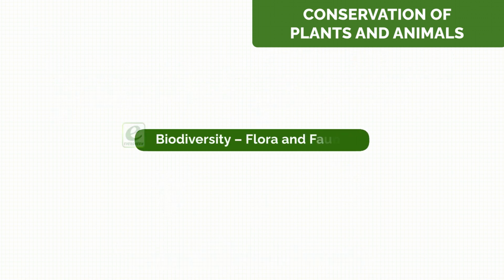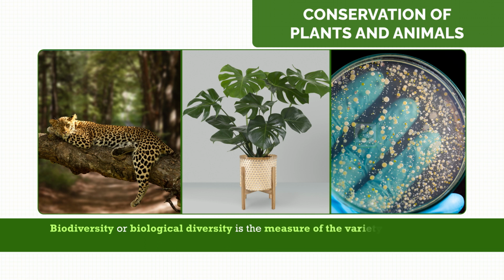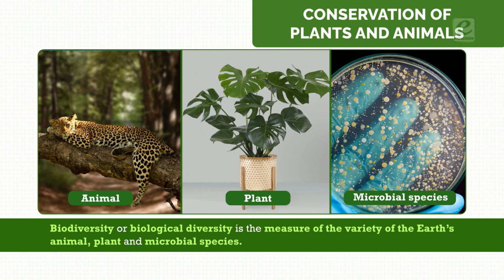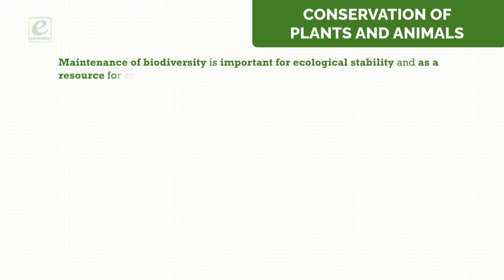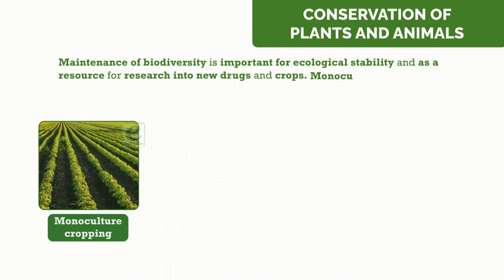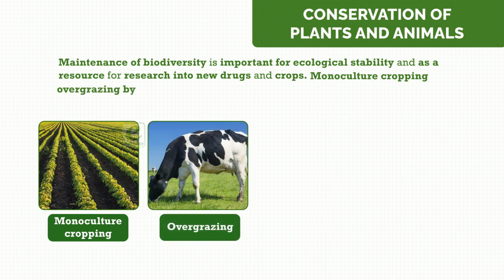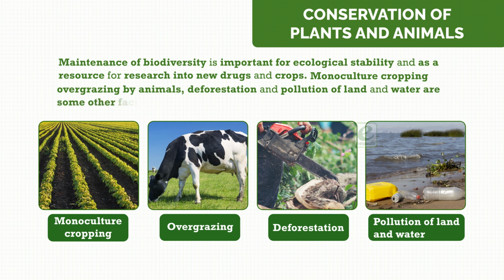Biodiversity, flora and fauna. Biodiversity or biological diversity is the measure of the variety of the Earth's animal, plant, and microbial species. Maintenance of biodiversity is important for ecological stability and as a resource for research into new drugs and crops. Monoculture cropping system, overgrazing by animals, deforestation and pollution of land and water are some of the factors which have led to the loss of biodiversity.